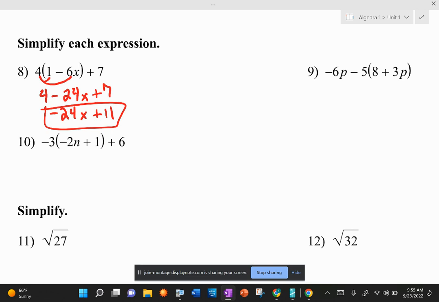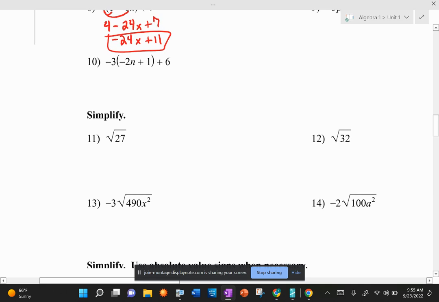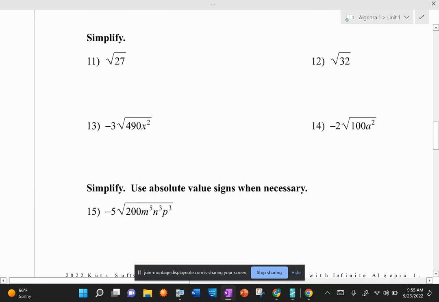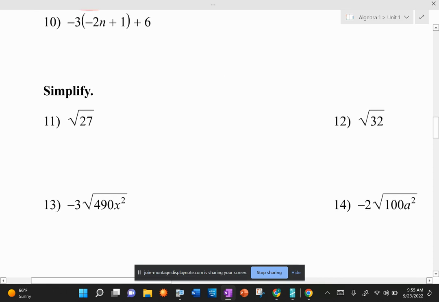If you want to do those practice problems on the notes, you're more than welcome to. I'm going to skip to this last section, which I think is the last section.